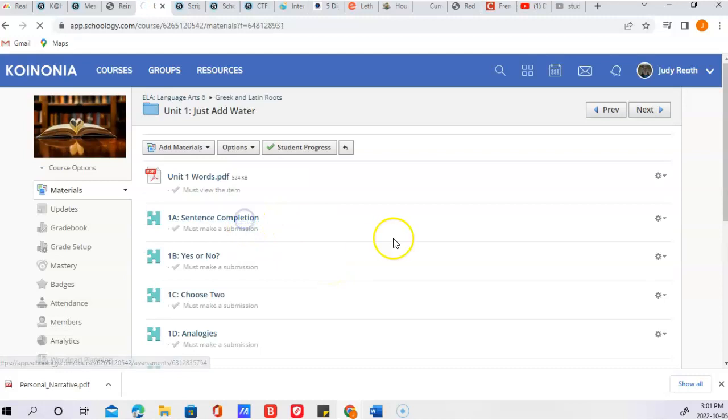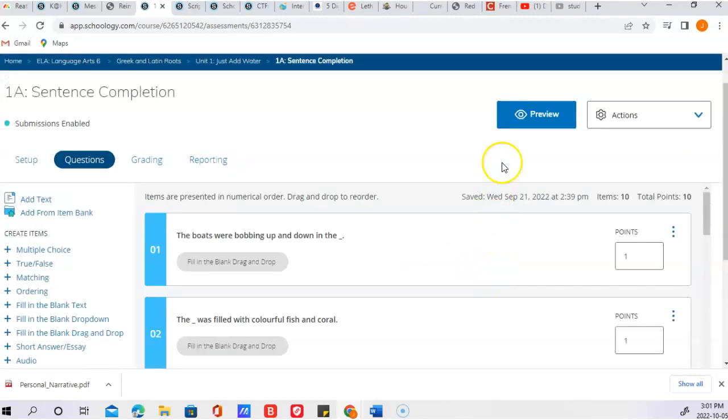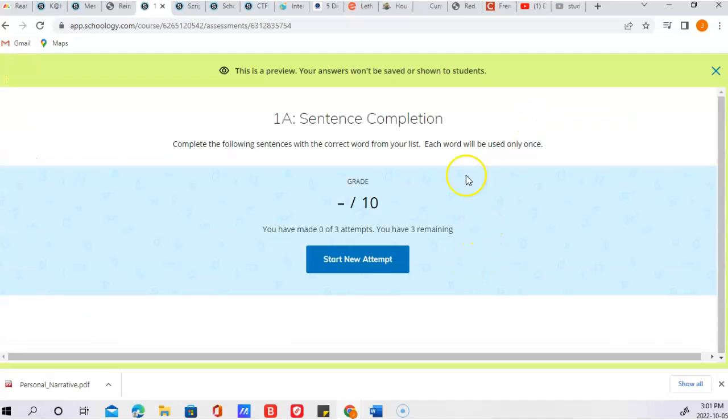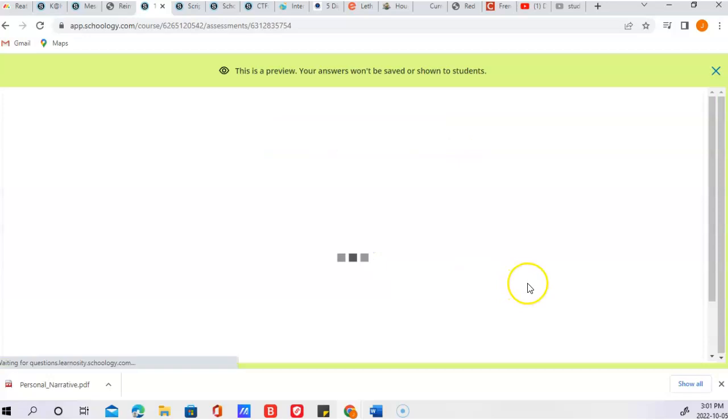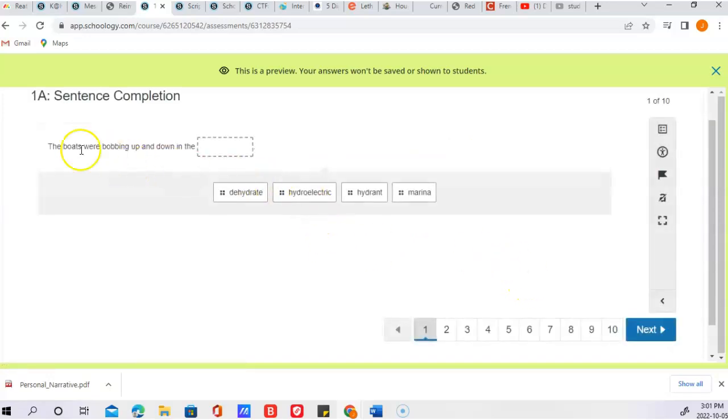So again, going into the sentence completion, you're going to complete the sentences from the word from your list. Start a new attempt. Read the sentence. One of these words will fit in there, but only one word is correct. So the boats were bobbing up and down in the, and we said the word that makes sense in this one is marina. If you're not sure, look at the list of words that you printed off and make sure that you have that beside you so that you know what the definitions are.